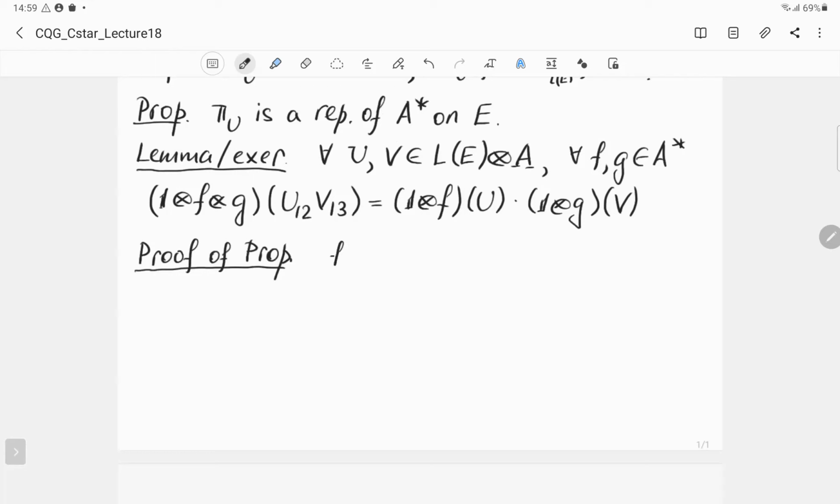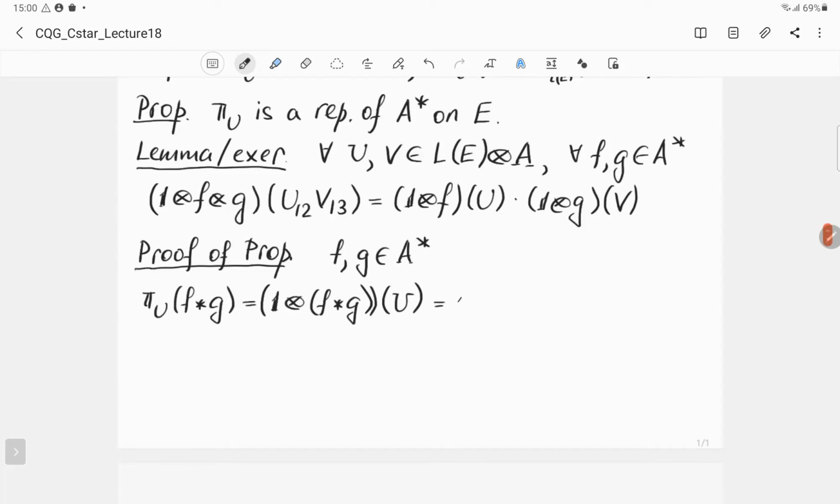So we take f and g in A star, and we apply pi U to their convolution. By definition, this is one tensor fg applied to U. So we substitute here the definition of the convolution. This will be one tensor f tensor g composed with delta and applied to U.